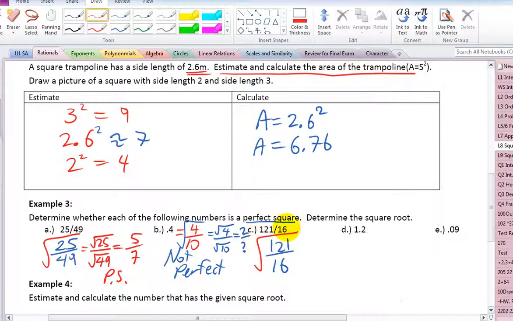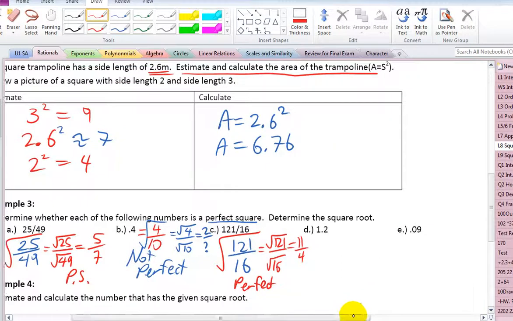Square root. Can we square root it? Is it perfect? Yeah, because the top and the bottom, you should be writing these separate. 11 over 4. So this is perfect. Just write it down. Perfect.